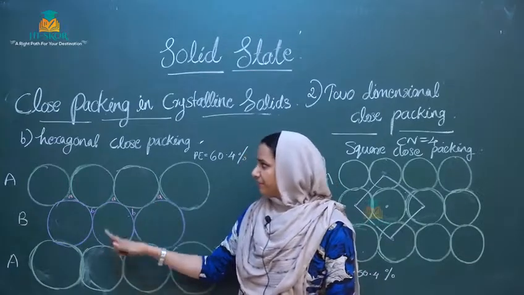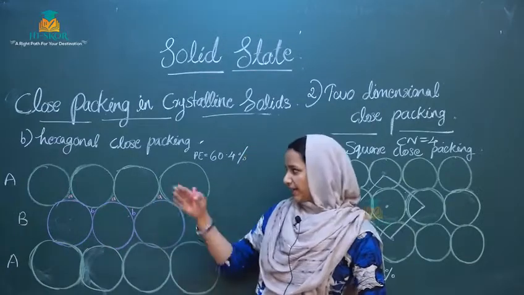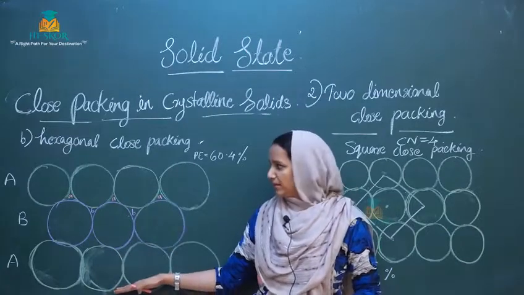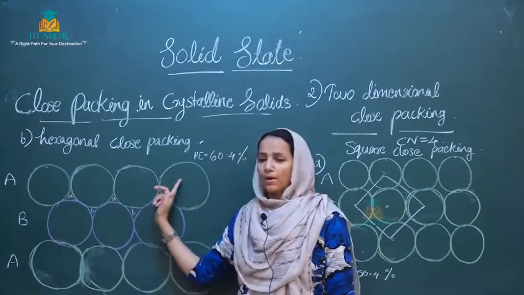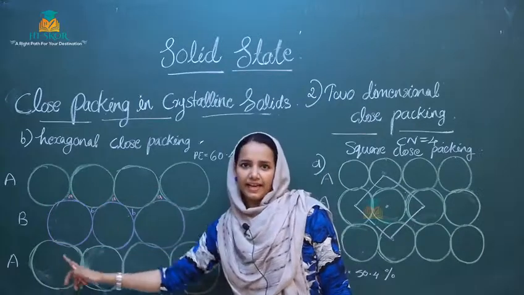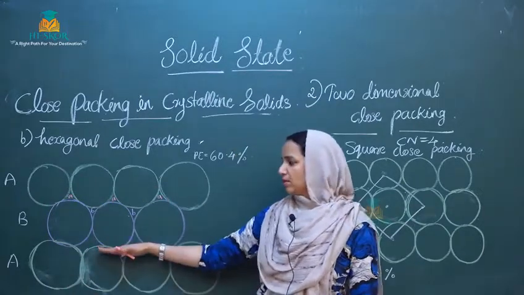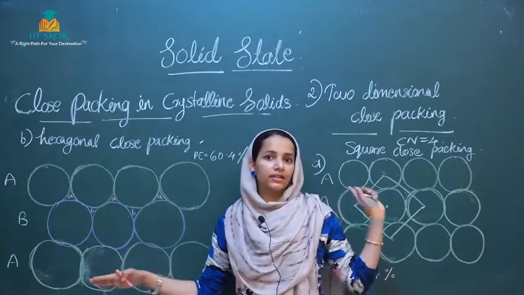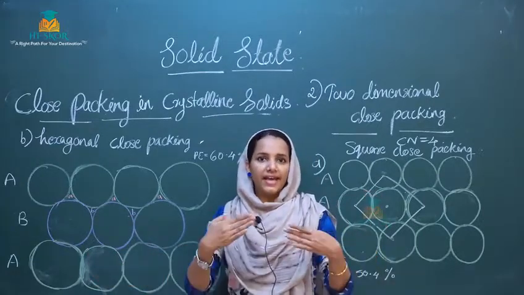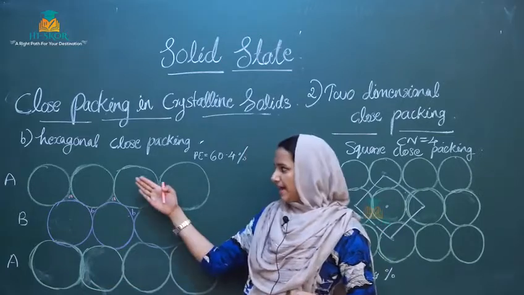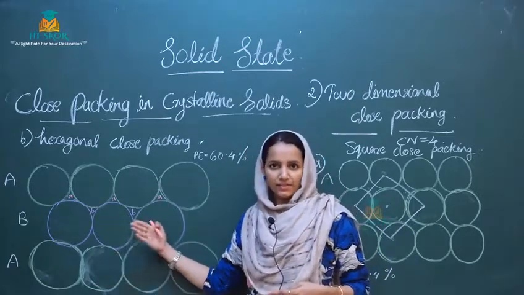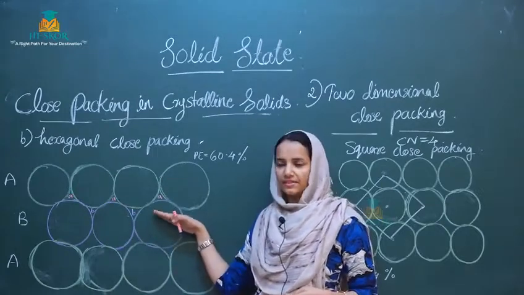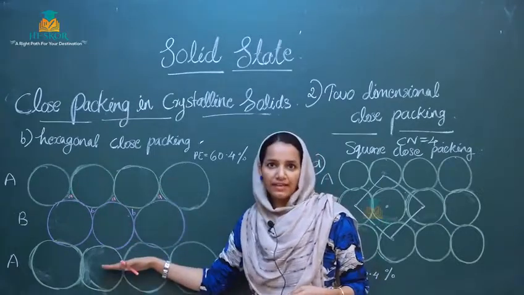The third row will be the repetition of the first row, like the pattern is arranged in this type of close packing. Okay, so A type row, then B type row, then again A type, B type. So this type of close packing is also known as AB type. Earlier we told that in square close packing we have AAA type packing. So here AB type packing. Why is it so? Because the second row is different from the first, and the third row is again the repetition of the first row.